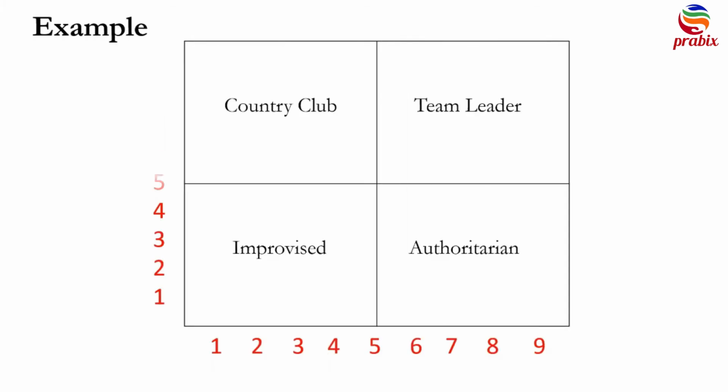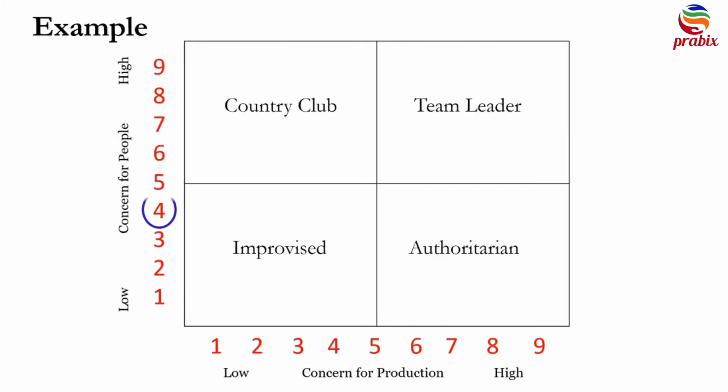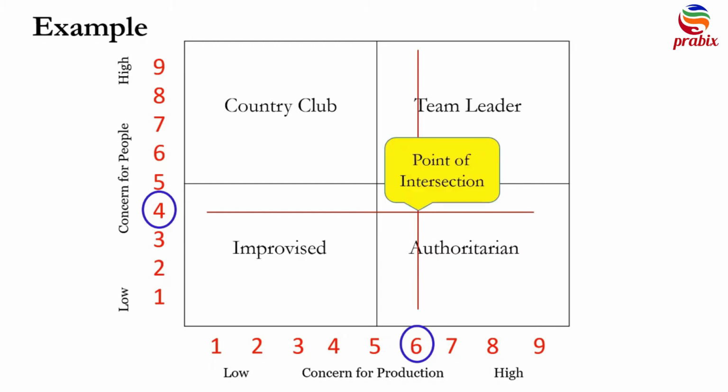Now we will understand the same by plotting a graph with an example. Suppose we got a people score as 4 and task score as 6. Then draw a horizontal line from 4 of the vertical axis to the right of the matrix and draw a vertical line from the 6 of the horizontal axis to the top of the matrix. We have found that the 2 lines intersect at this point, and this point is in the area of authoritarian section. This chart will give you an idea of your leadership style.